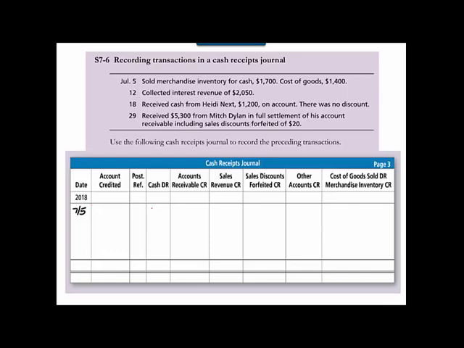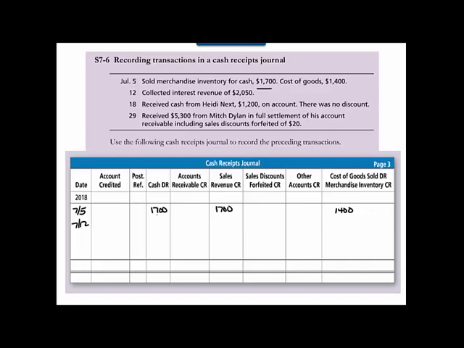I sold merchandise inventory for cash. So I'm debiting cash, and I'm crediting sales revenue for the amount of the sale, and then I debit cost of goods sold and credit merchandise inventory. The debit and the credit for that transaction are $1,400. And that's all I have to do. On the 12th, I collected interest revenue, so my debit is to cash.